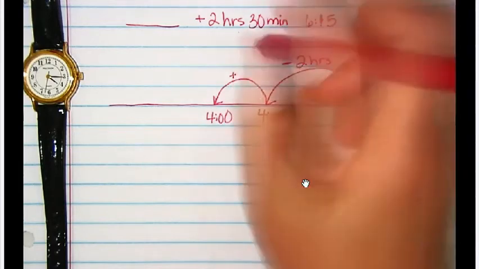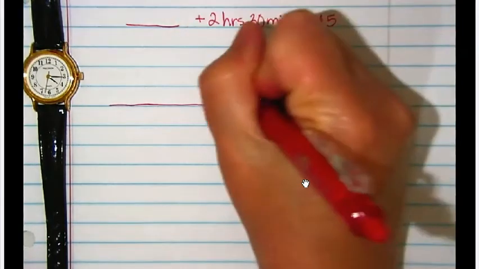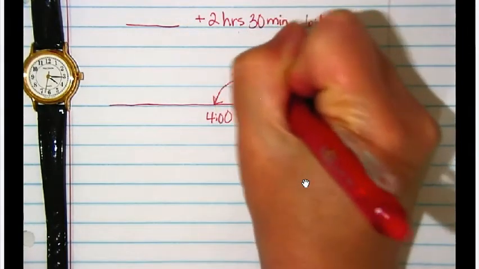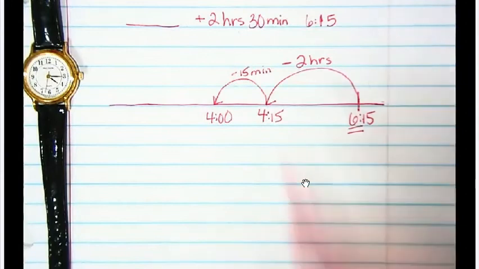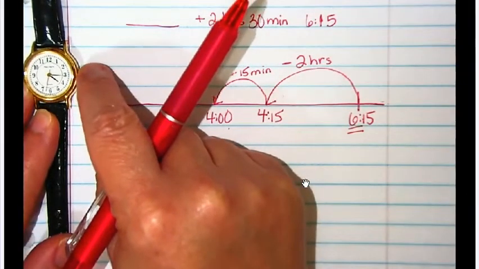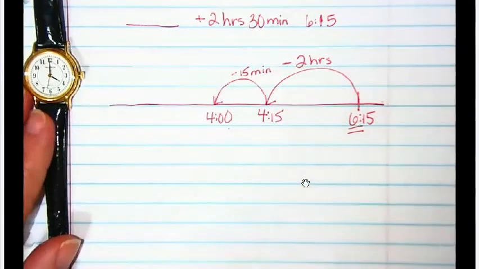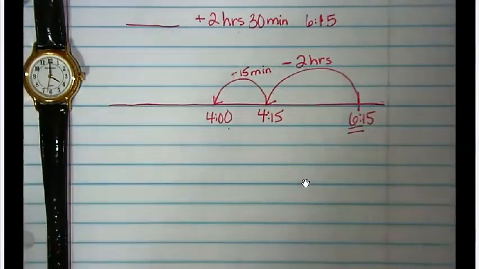That's not as many minutes as I need to jump. I need to jump 30, but I'm going to go back 15 minutes. Okay, that's going to get me to 4 o'clock. If I wasn't sure, I could look at the clock and go 5, 10, 15. Now I'm at 4 o'clock. How many more minutes do I need to jump?